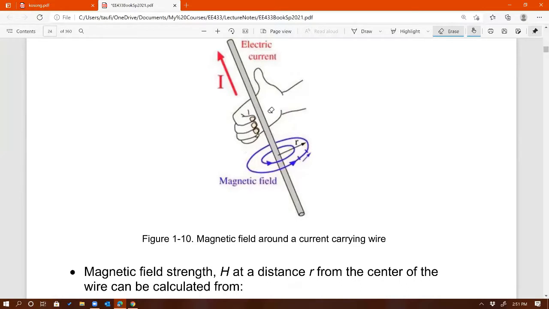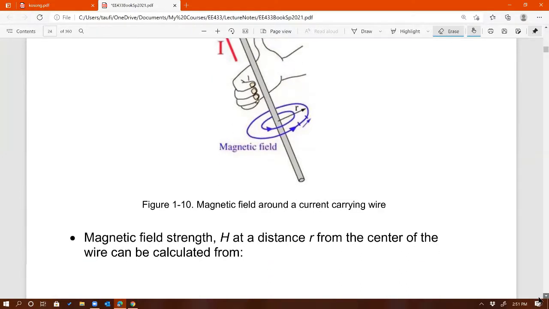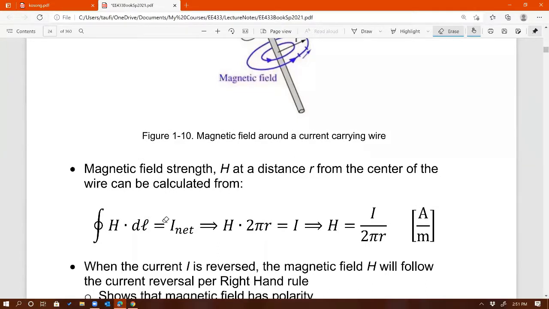Okay, that's how you would determine the magnetic field around a wire. And then the magnetic field strength, we also learned this sometime earlier, right? That magnetic field intensity: the closed loop integral of H dl is equal to I net, and the circumference of a circle is 2 pi r, right? That's equal to I net, which is I in this example. And so therefore field intensity H is equal to I over 2 pi r, right? That's per given distance from the wire.